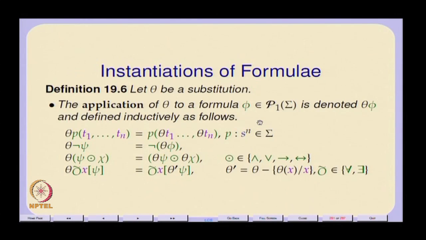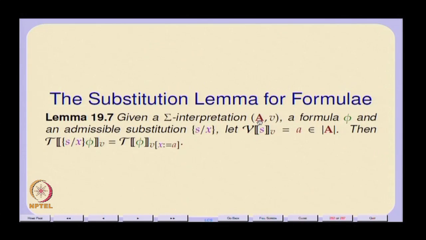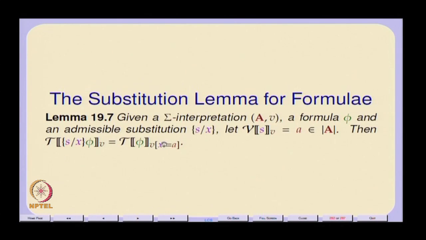Okay, so that's the only complication this gives us. Now we have a substitution lemma for formulae, which works almost exactly like the substitution lemma for terms. Here we are talking about truth values, and the notion of admissibility is again important. Given an admissible substitution s for x, assume that s under the valuation v has a value a. Then the effect of this substitution s for x on phi under a valuation v can be captured without the substitution, but with an x variant where x is assigned the value a.